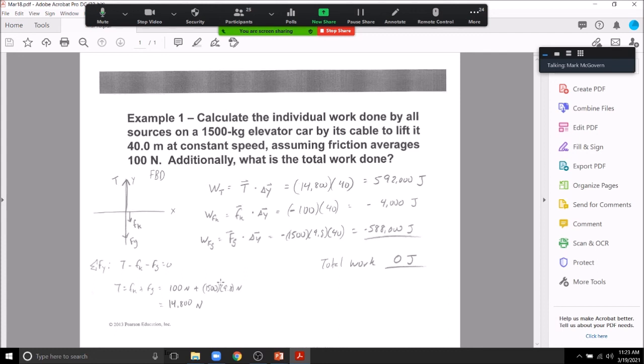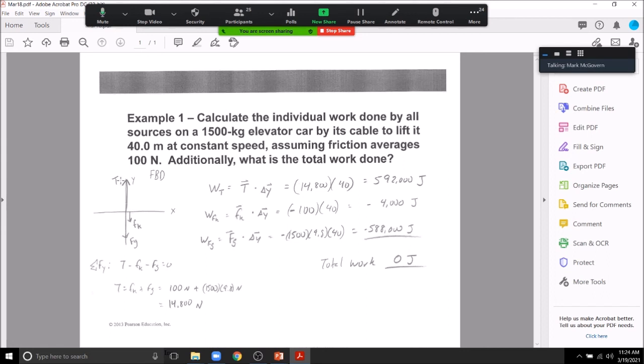On the elevator car, I have my tension going up and my gravity going down. Because we're going up, our frictional force would be kinetic, and it would point downward. All of these forces are along the direction of motion, so I don't put my cosines in here because I don't need them. These are trivial angles. The only thing I need to be concerned about is whether positive or negative work is being done.